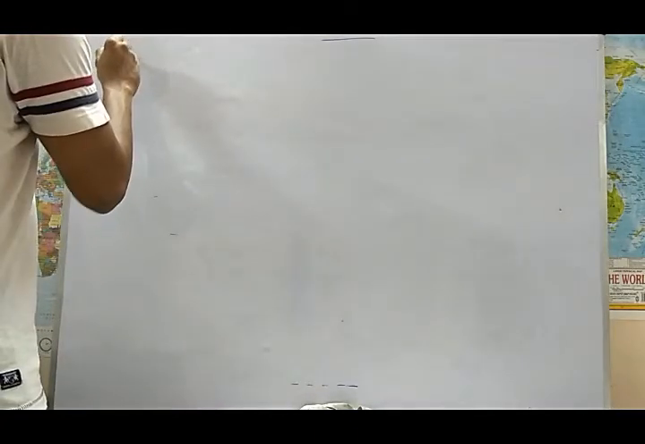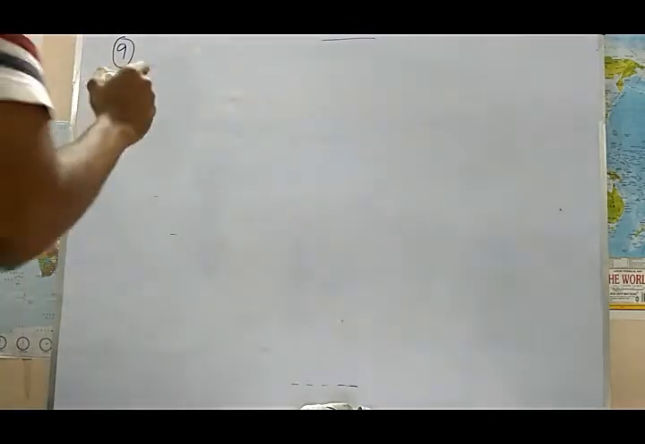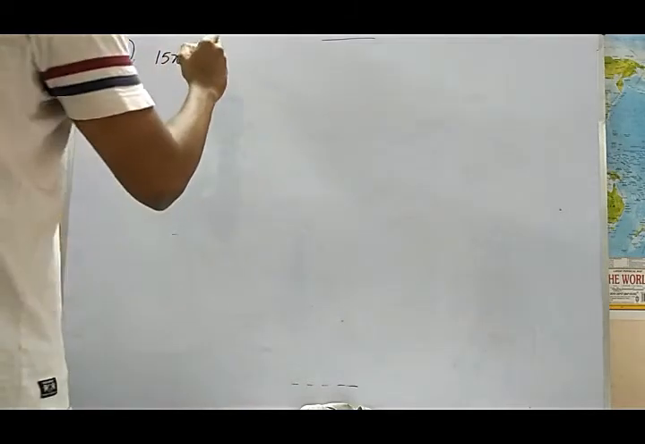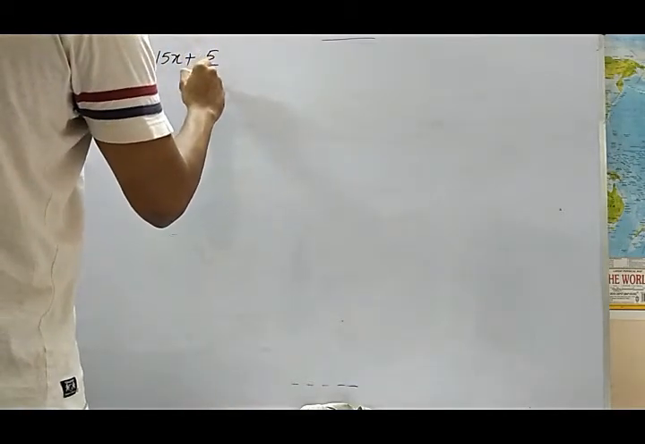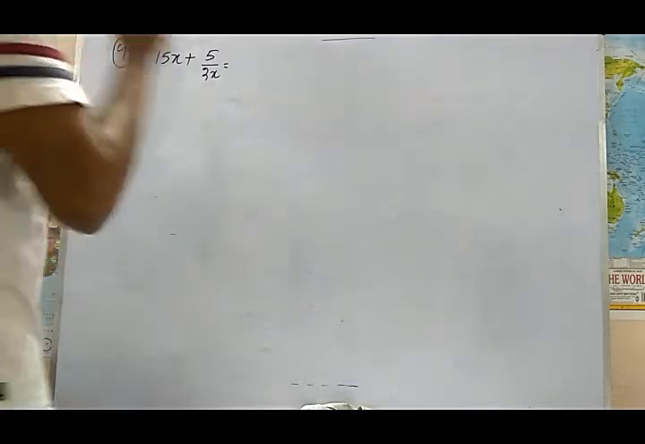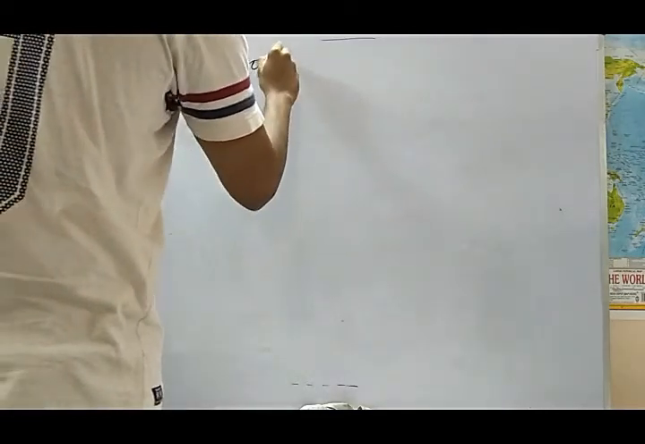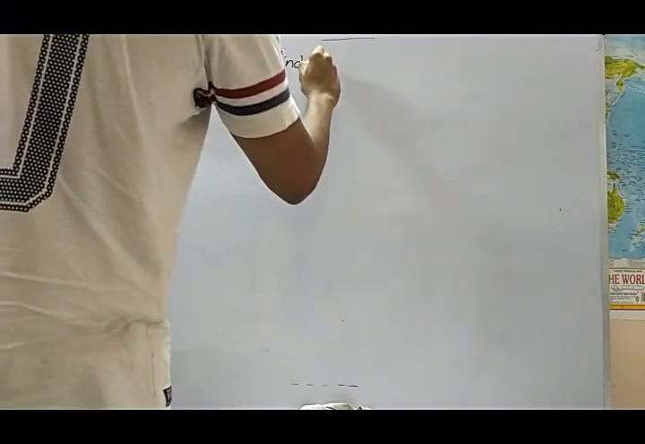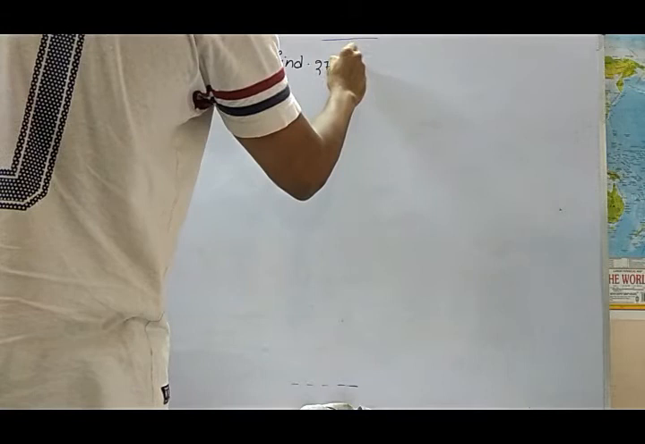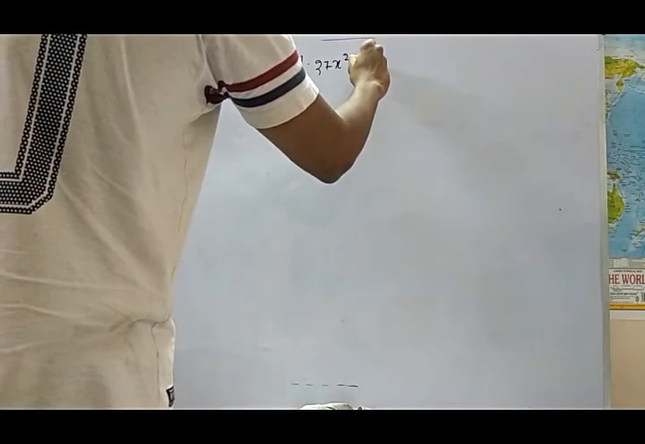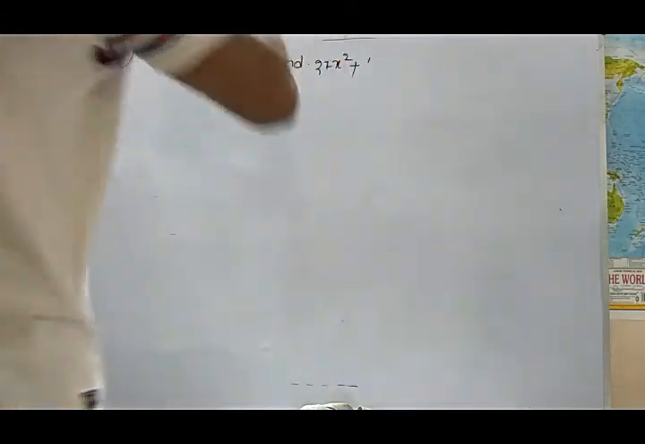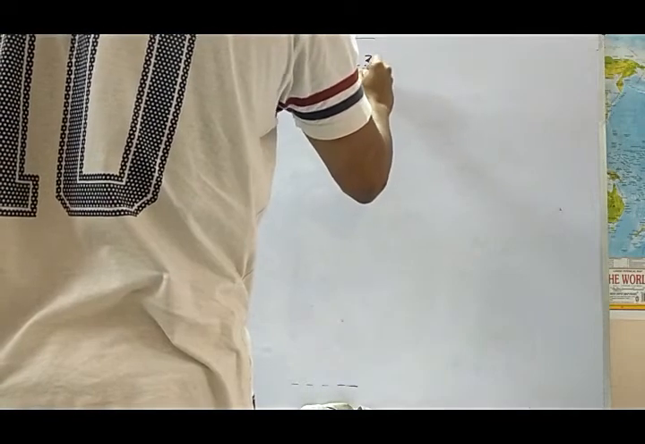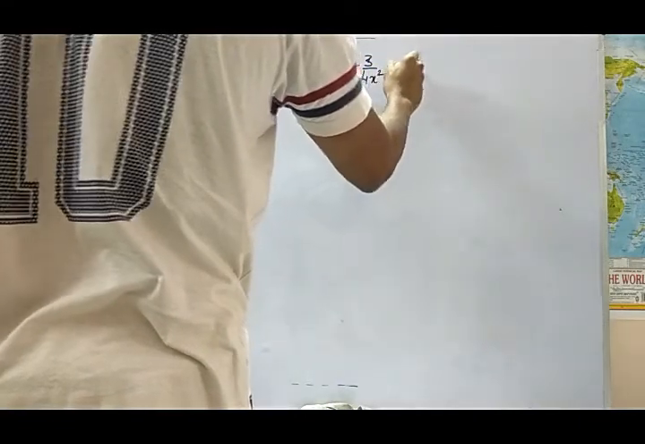Next question is the 9th one. 15x plus 5 by 2x equal to 20, and they will ask us to find 27x square plus 3 by 4x square plus 1.